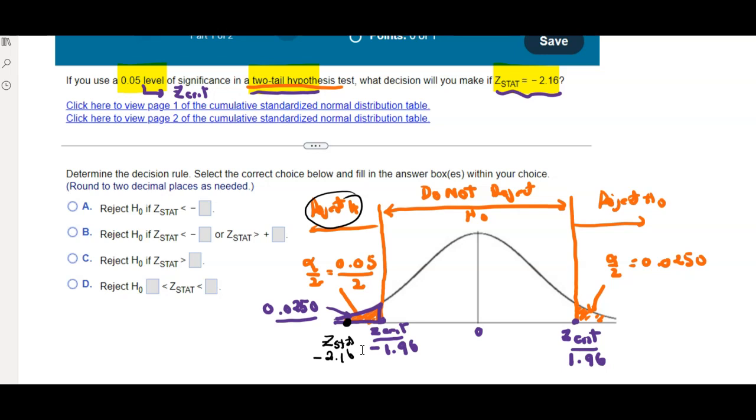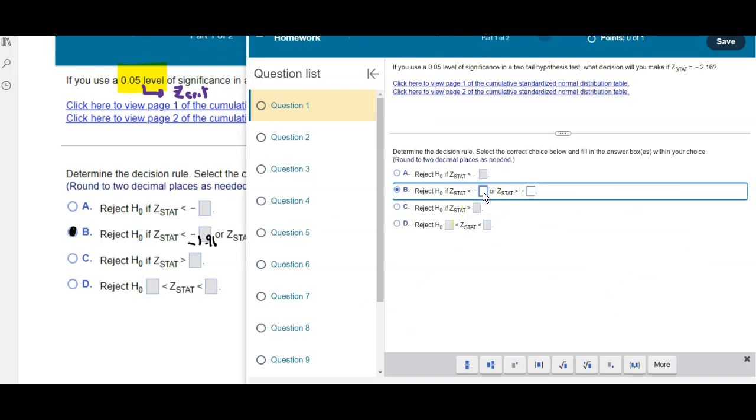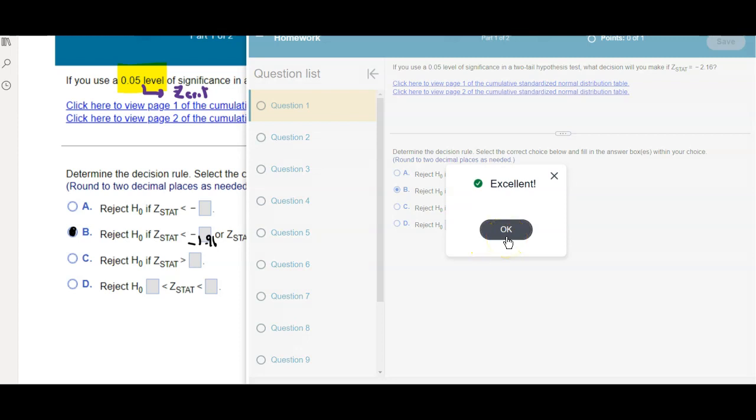They are giving you rejection if you are between two boundaries, and the correct one will be this: reject if you are less than minus 1.96 and above 1.96. So that is the correct multiple choice. Hope you understand it. Let's plug it in: here is minus 1.96, the negative bracket, and this is 1.96, the positive bracket, and that is the correct answer.